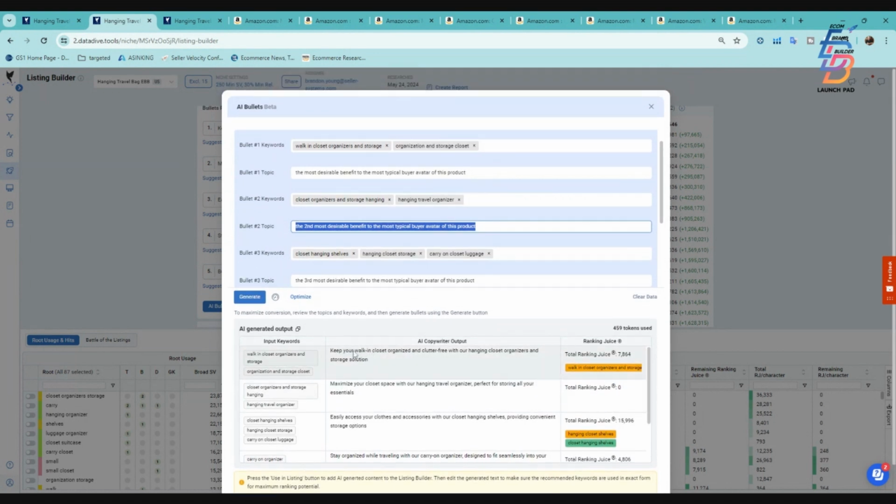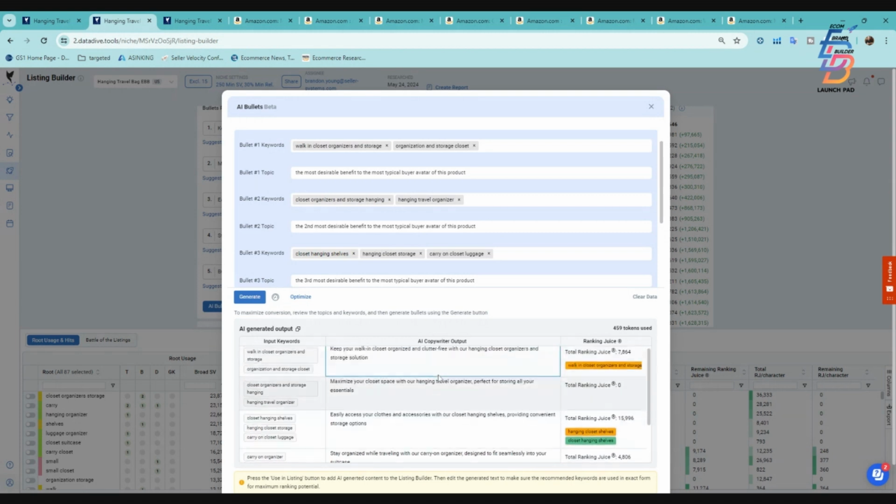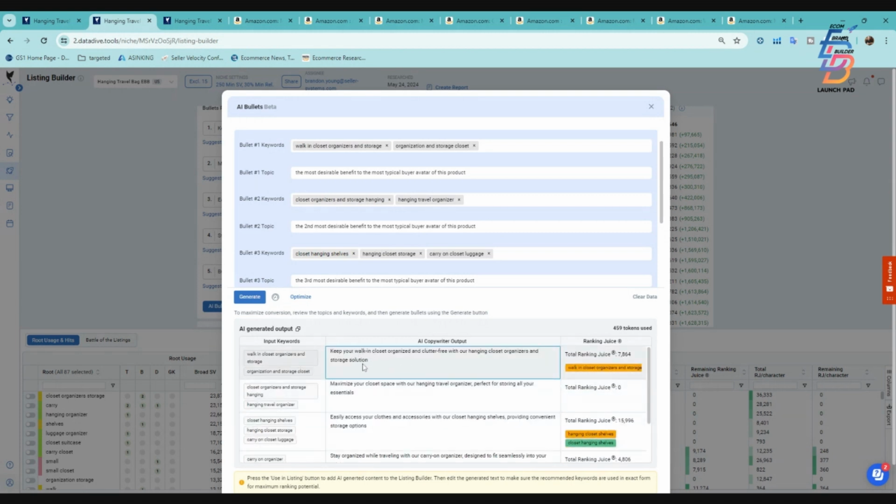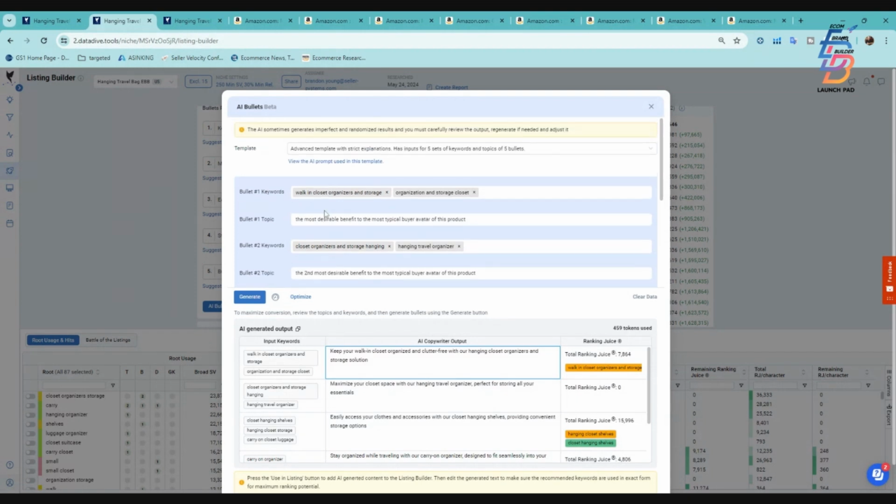So keep your walk-in closet organized and clutter-free. So it didn't, right? So we need to change that a little bit. But at least we have this is for walk-in closet. This is not the typical buyer. So most desirable benefit, and instead of typical buyer, let's change it to heavy traveler who wants to keep his clothes organized and wrinkle free with our hanging travel organizer.